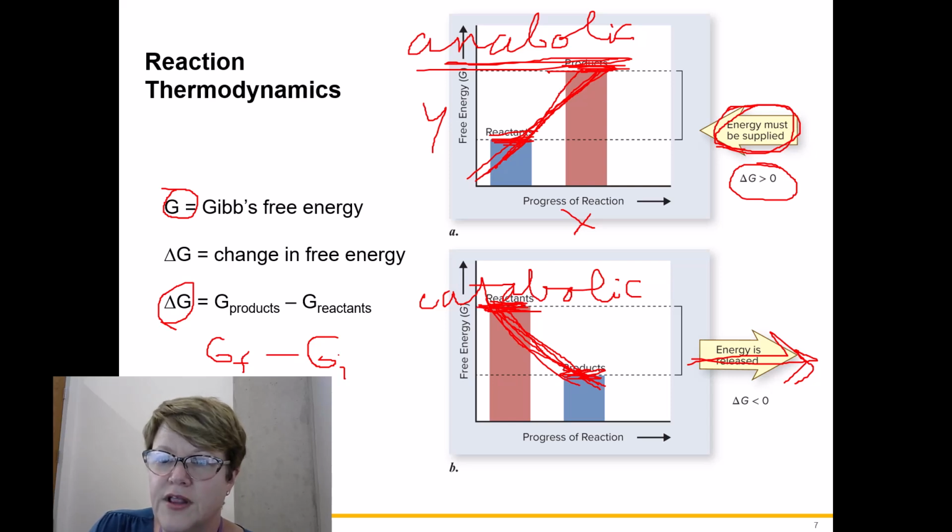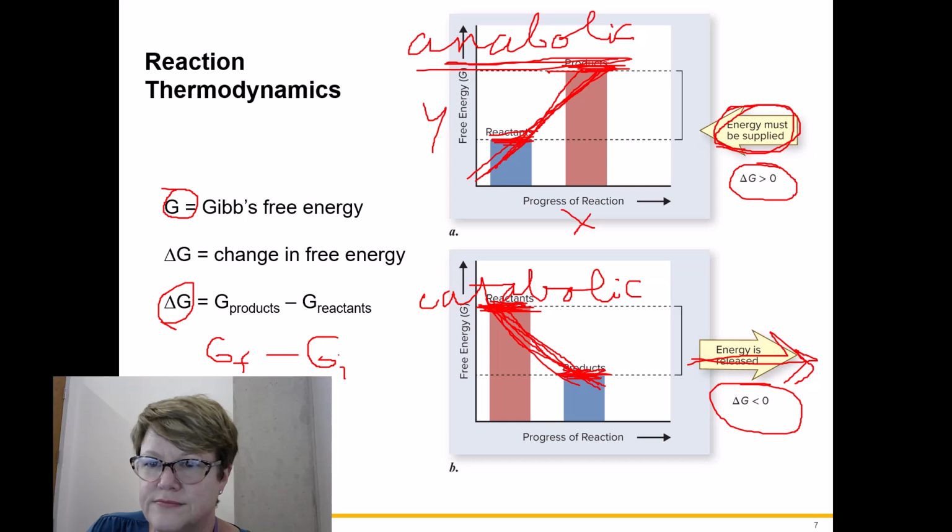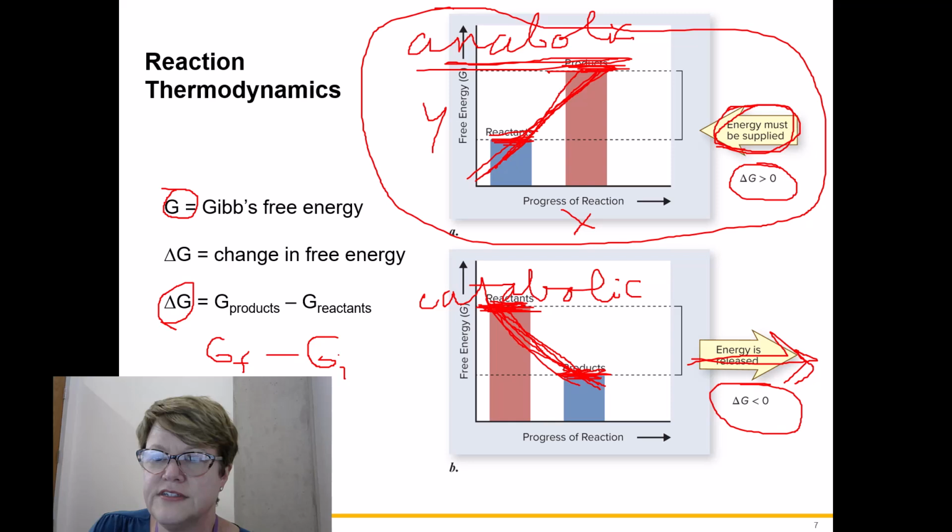However, in any catabolic reaction, the products' G final is always going to be less than G initial, or G products is always less than G reactants. And so when you take a small number minus a larger number, you'll always get a negative number for delta G, and that's expressed here. Delta G is less than 0. So these are all characteristics of catabolic reactions.